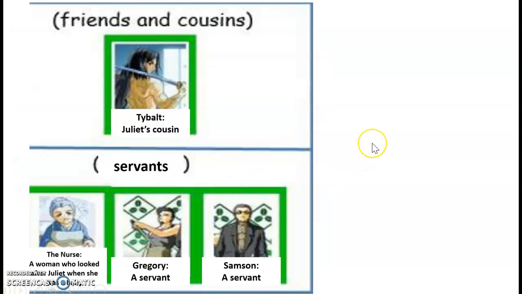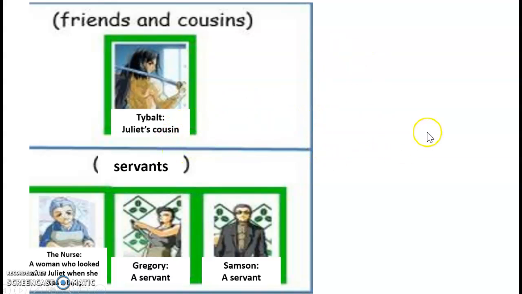Right underneath them on your chart, you see friends and cousins. The only one that we really care about in this play is Tybalt, and that's how you pronounce it, Tybalt. It's not Tybalt. But Tybalt is Juliet's cousin. He becomes a primary character as the play continues.